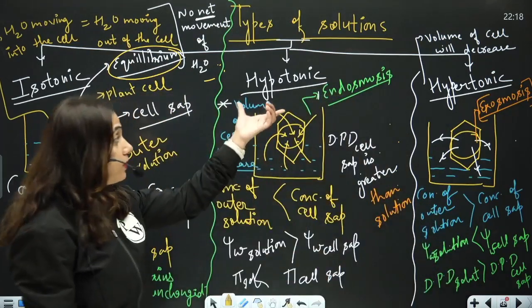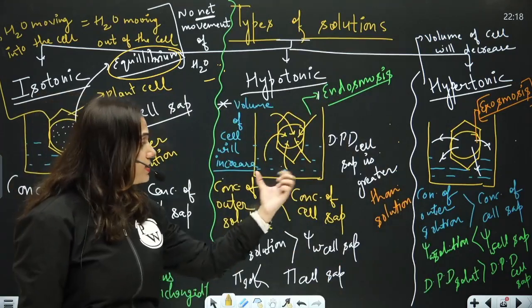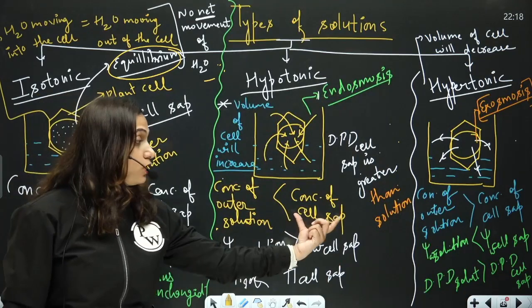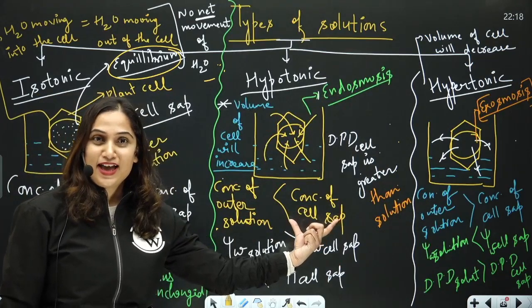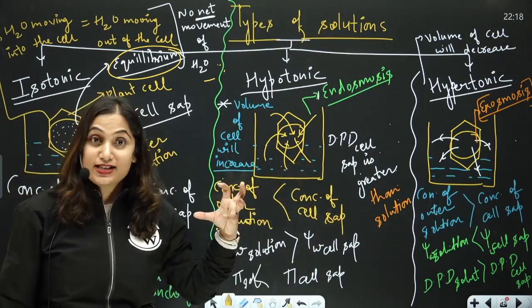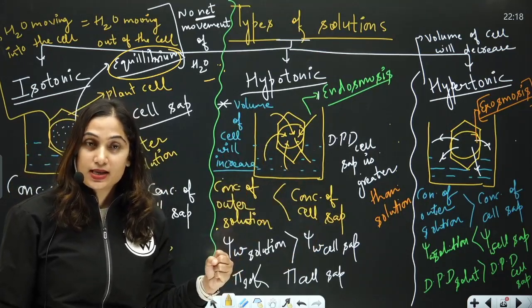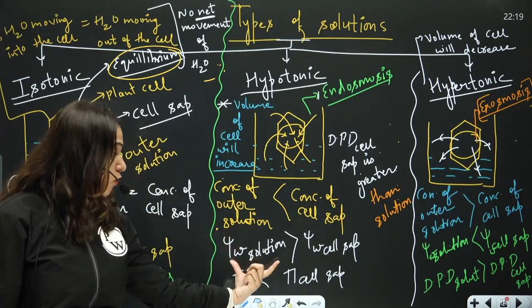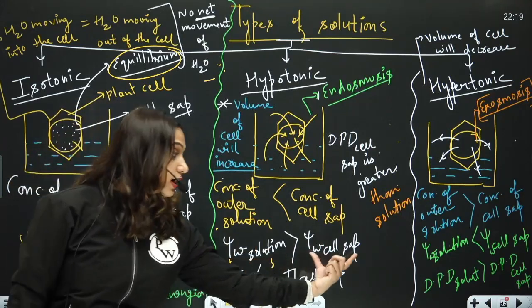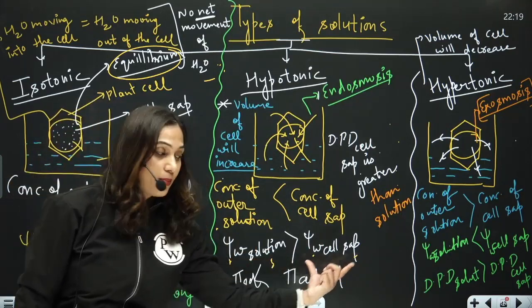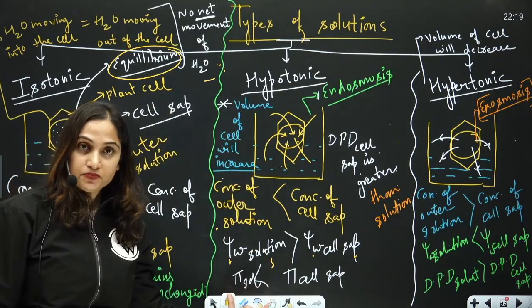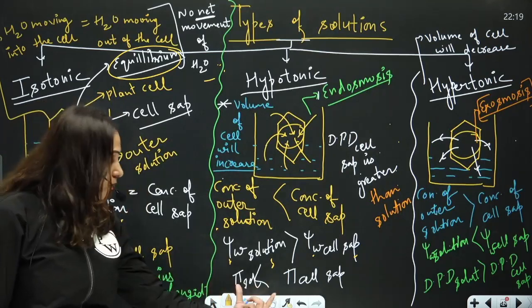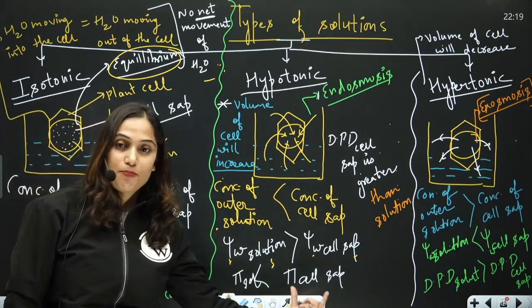Then comes the hypotonic solution. In this condition, the concentration of the outer solution is lesser than the concentration of cell sap. And if the outer solution has lesser concentration, that means the water potential of the outer solution will be greater. So the water potential of the outer solution is greater than the water potential of the cell sap. That means the pi, because pi and psi w are in the opposite team, so the pi of solution will be lesser than the pi of cell sap.